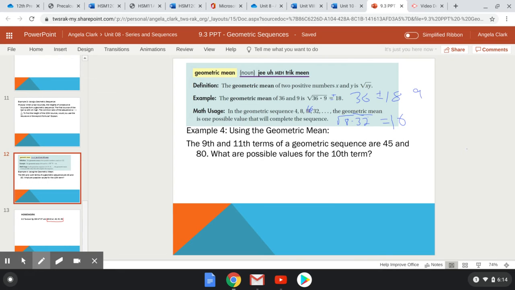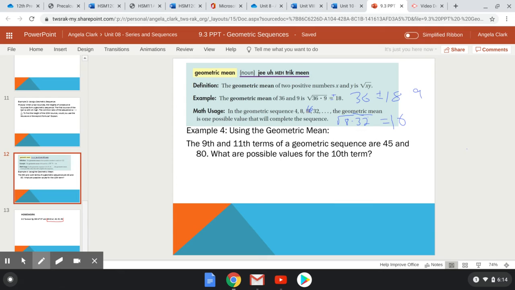So with all of that in mind, let's look at this problem. It says the 9th and 11th terms of a geometric sequence are 45 and 80. What are the possible values for the 10th term? So first of all, we only know 2 points. We only know the 2 points on either side of the one that we're looking for. So we won't know if it's positive or negative. So our answer is going to have to be positive or negative. We don't have enough information.